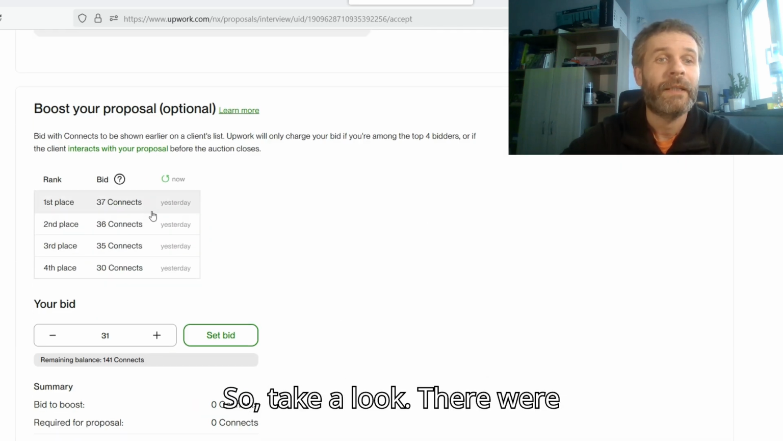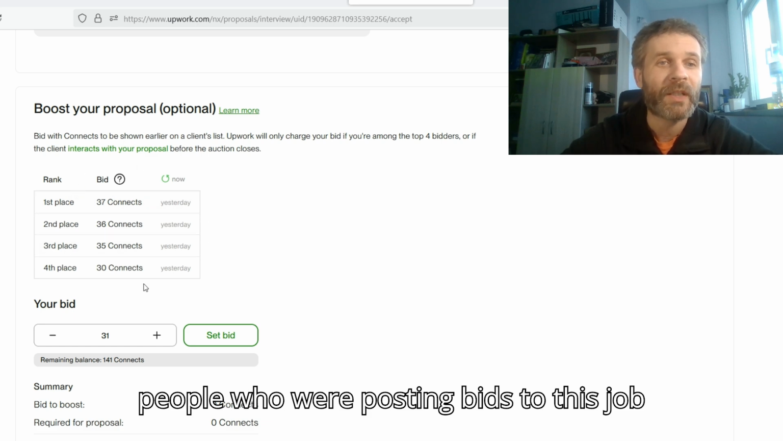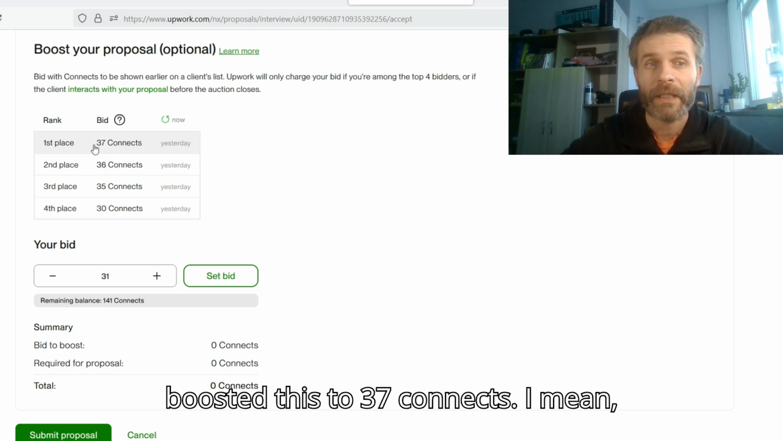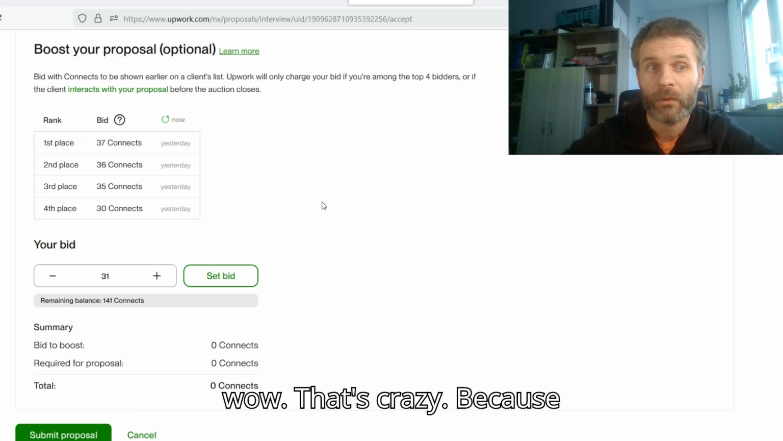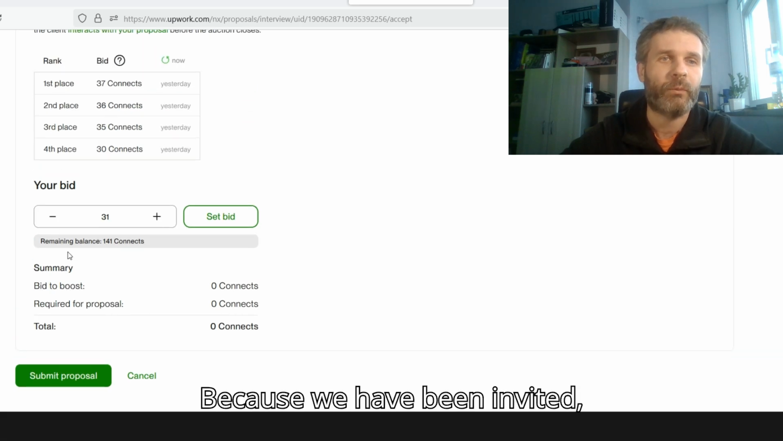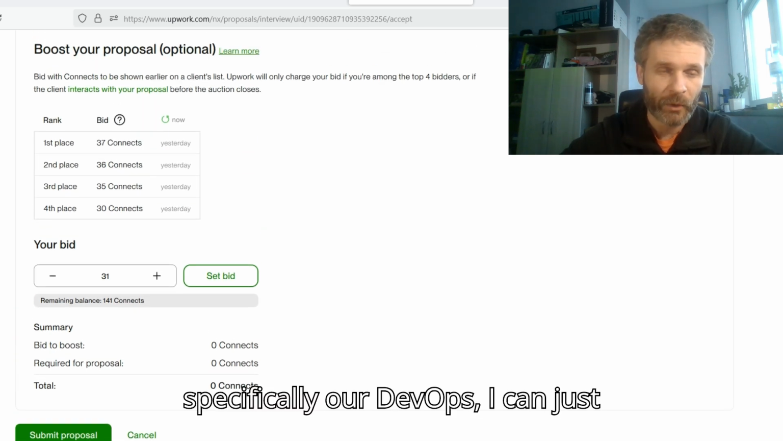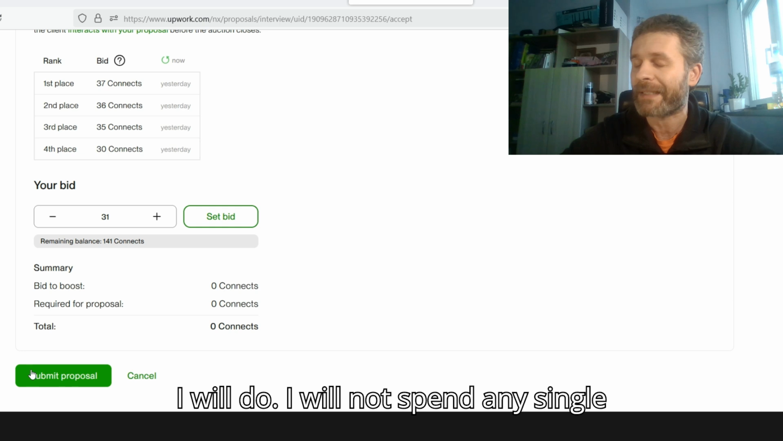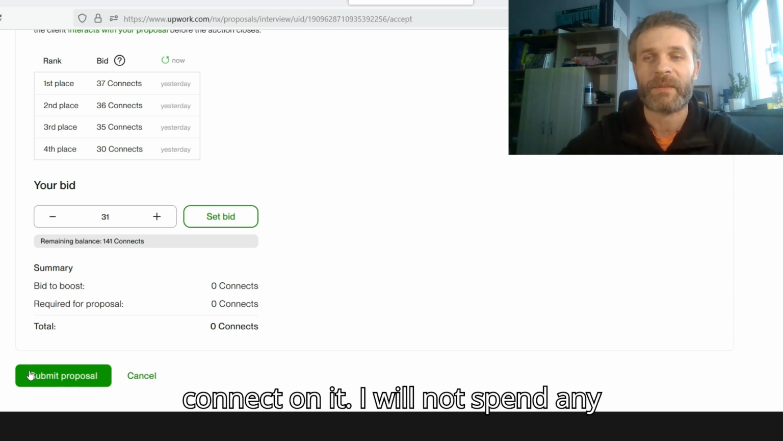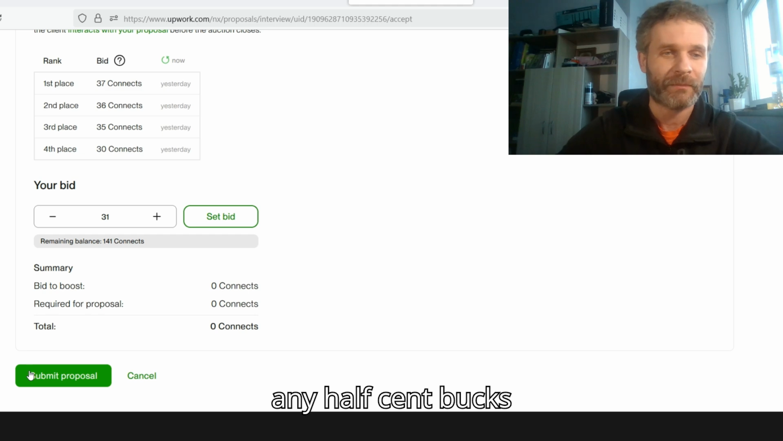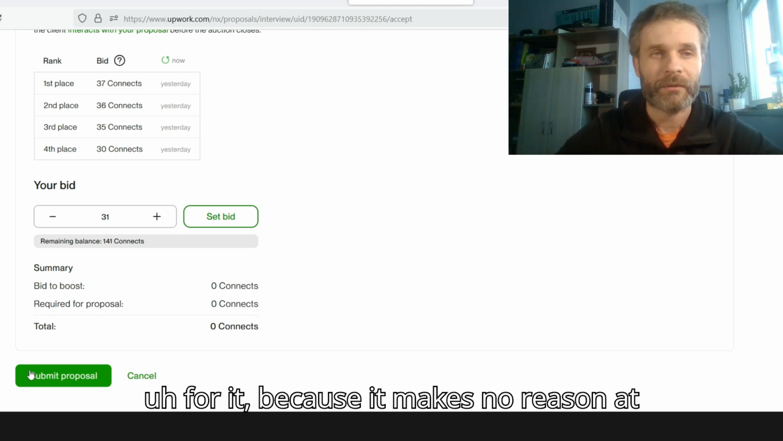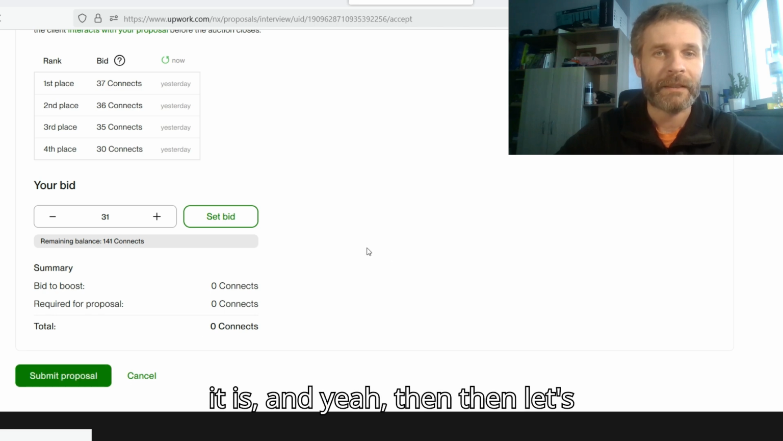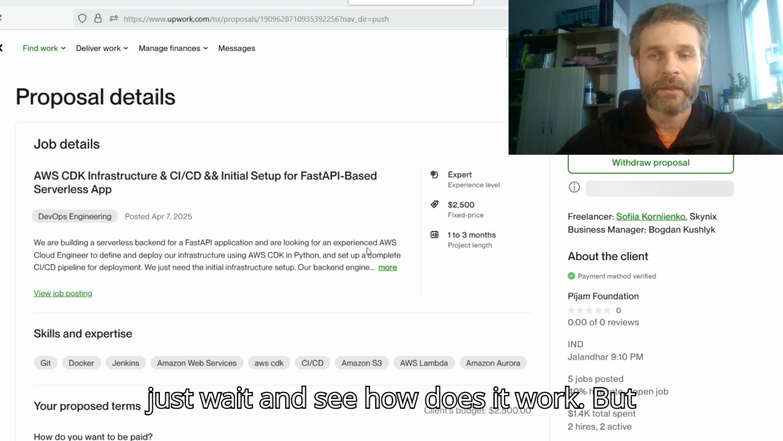So take a look. There were quite a lot of people posting bids to this job, and some of them even boosted this to 37 connects. I mean, somebody's even spending money on it. Wow, that's crazy because we have been invited, specifically our DevOps. I can just submit a proposal for zero, and that's what I will do. I will not spend any single connect on it. I will not spend even half a cent on it because it makes no sense at all. So I'm submitting this proposal as it is, and then let's just wait and see how it works.